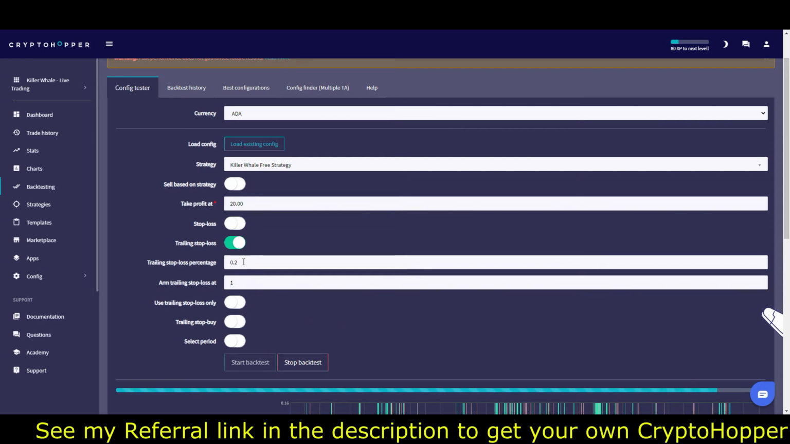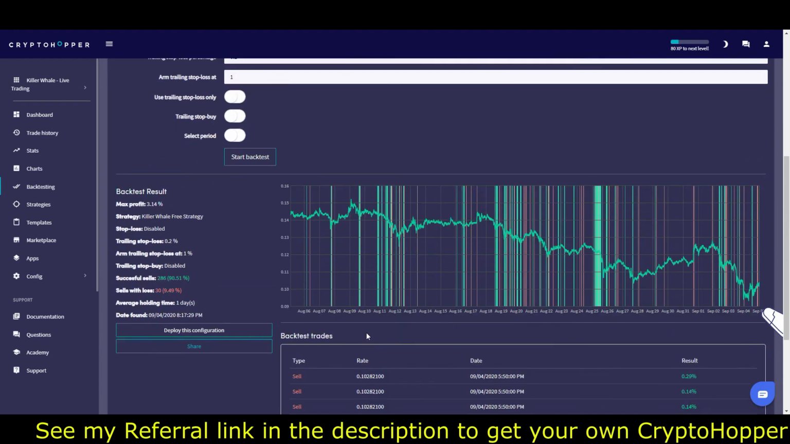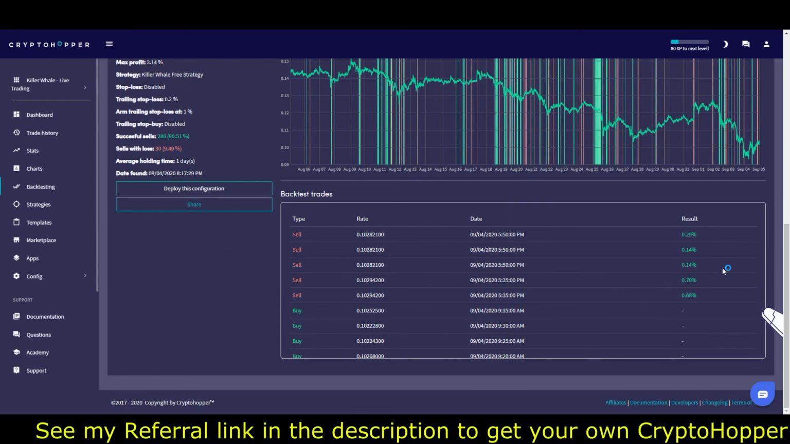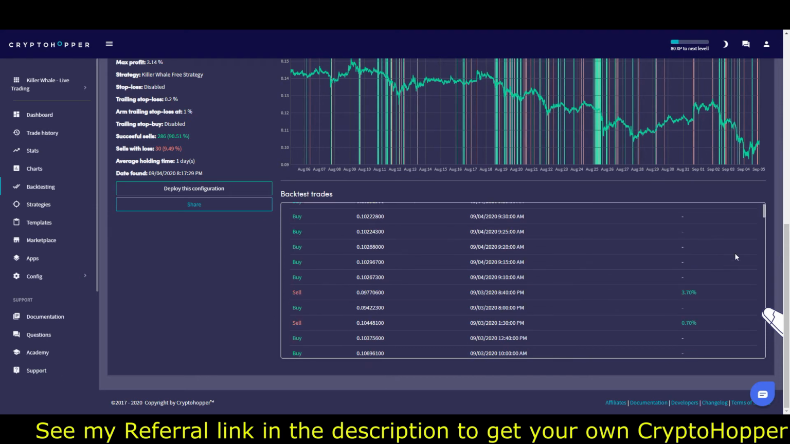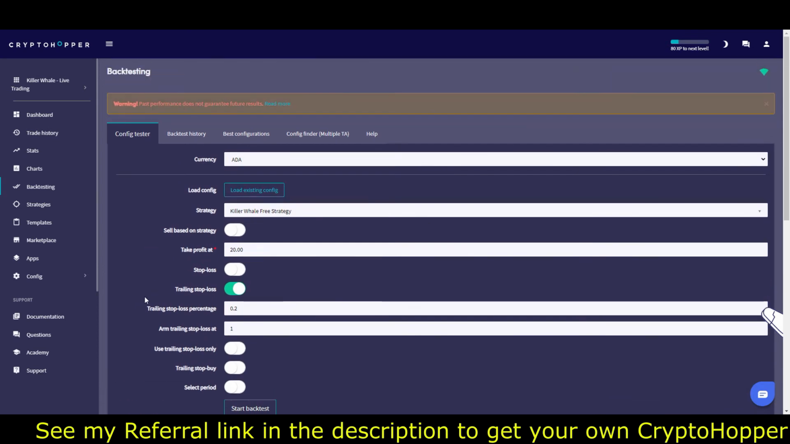Some of them I keep it at 2.5 on the trailing stop loss and 0.5 on that other one right there, the trailing stop loss percentage. And see, it'll tell you how many sales with a loss you would have, how many successful sales you would have. It breaks it all down, and it gives you the date. I mean, it can really simulate like anything on here. It's pretty crazy. But that's just technology advancements. Pretty cool stuff.